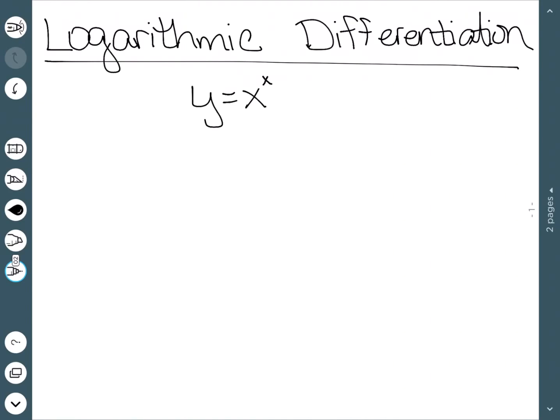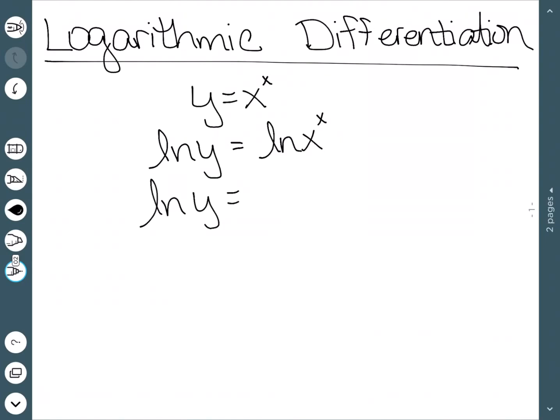And the idea is to start by taking the natural log of both sides. So now I have ln of y equal to ln of x to the x power. Properties of logs say I can move this x out front. And then I can do implicit differentiation. The derivative of ln of y would be 1 over y. And remember, when we're doing implicit, anytime we have a y, we need to multiply by y prime.